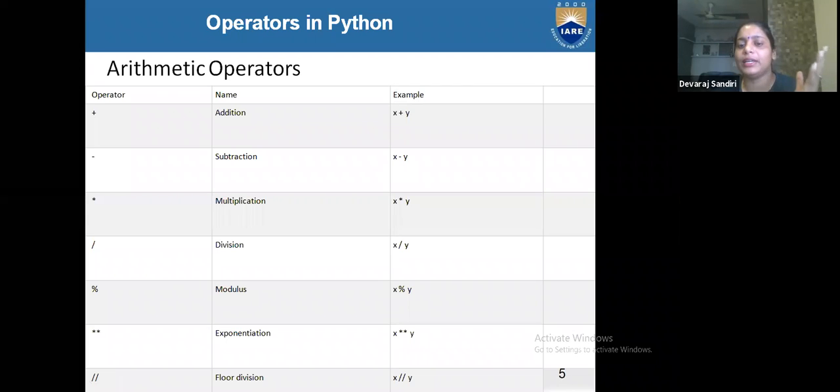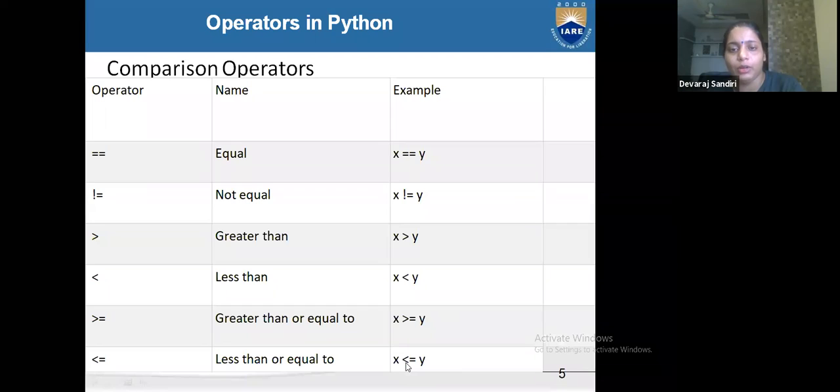But if I give you 9 divided by 2 and I want only the integer part, then 4 will come, not 4.5. If you need 4.5, then use single slash. If you need only 4, then double slash will work.